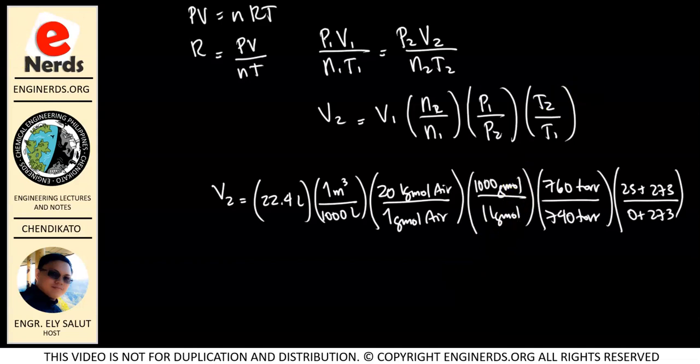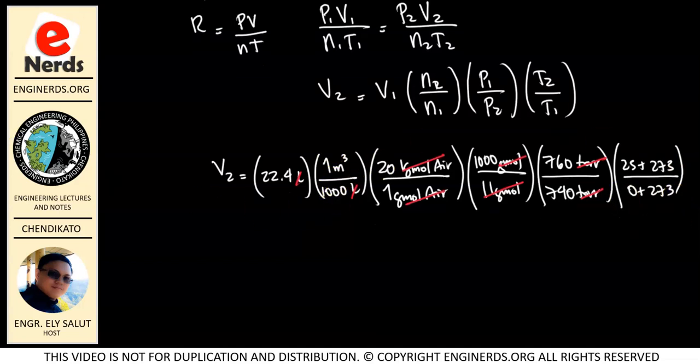So our units will be cancelled out. Our liter will be cancelled out. Kilogram mole will be cancelled out. Gram mole will be cancelled out. Torr will be cancelled out. And Kelvin will be cancelled out. Okay, so what is left to us is cubic meter. So what will be our volume here?